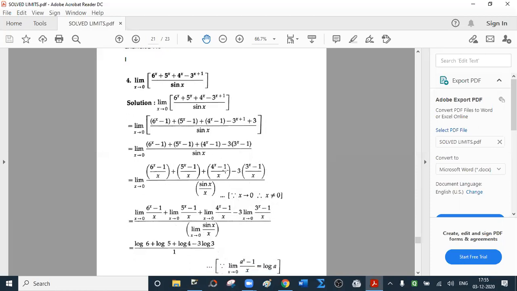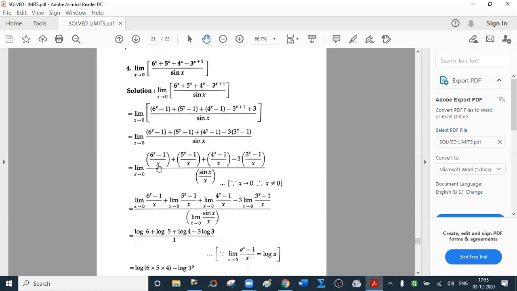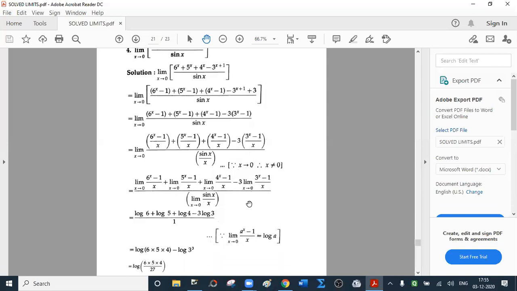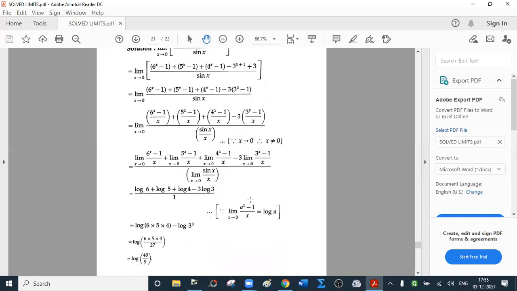Divide numerator and denominator by x. Now what is the value of this limit? Log 6 plus log 5 plus log 4 minus 3 log 3 upon 1. Use laws of logarithm to get the final answer as log of 40 by 9. Read this part.